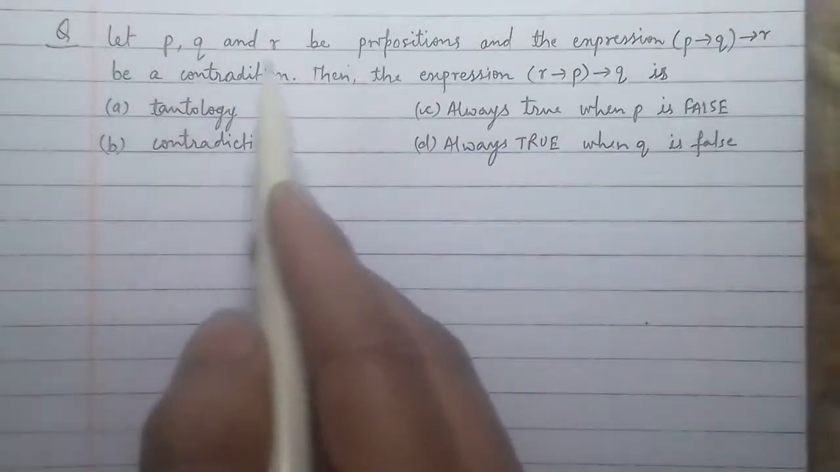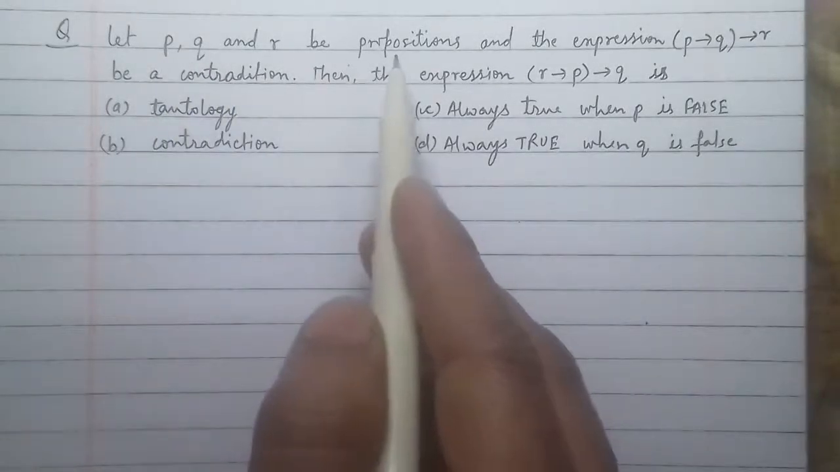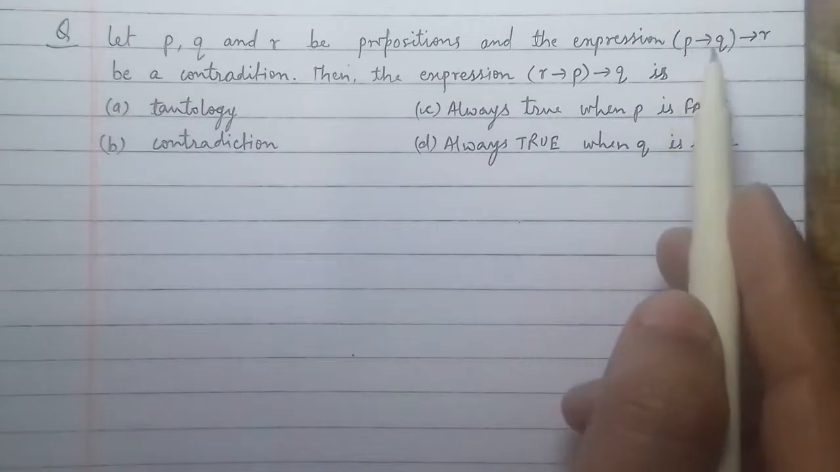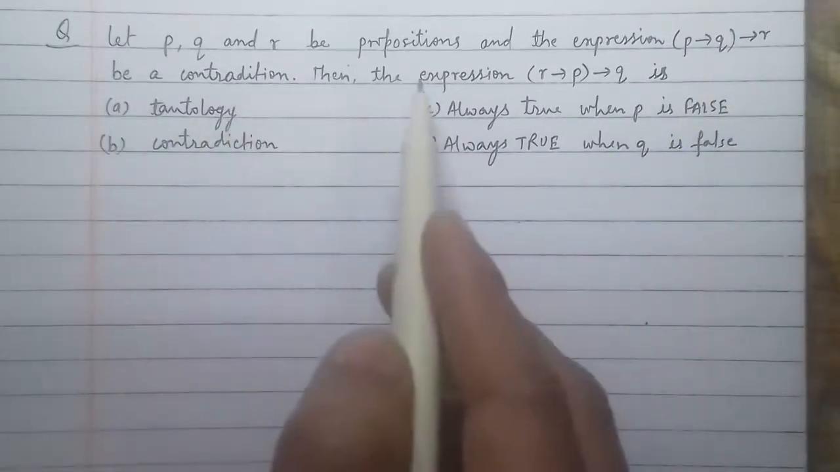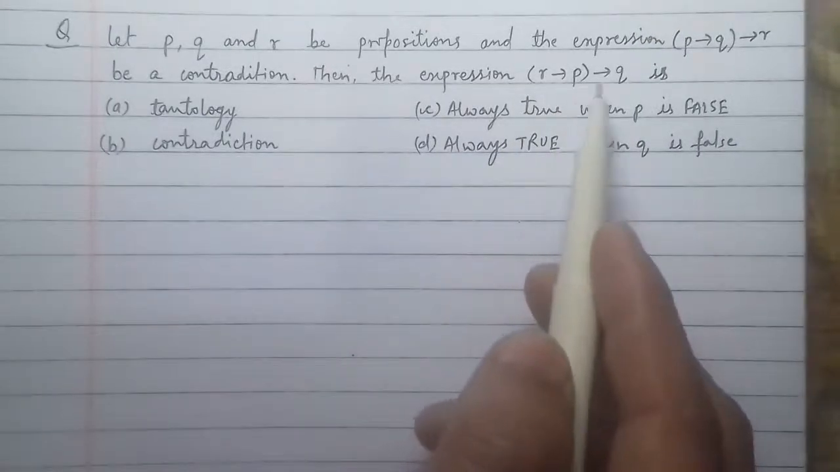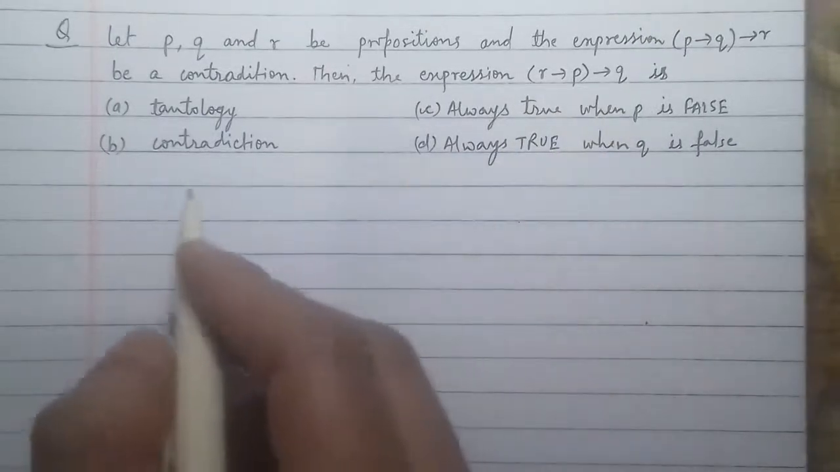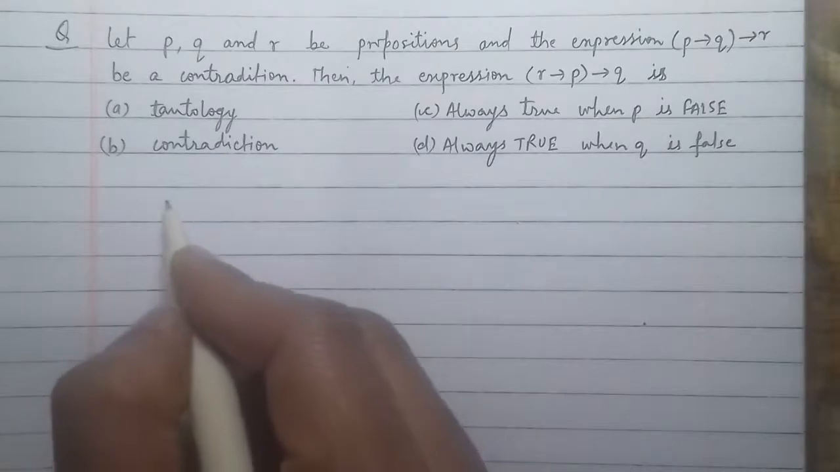Let P, Q, R be three propositions, and the expression (P implies Q) implies R is a contradiction. Then the value of the expression R implies (P implies Q) is. We will use a truth table as usual to solve this problem.